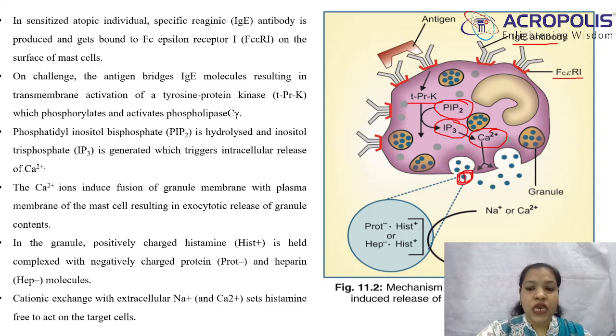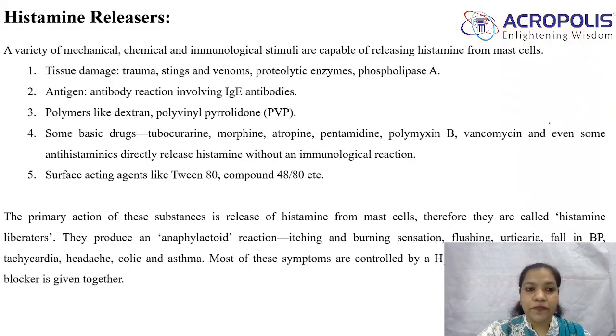So we can see that these granules are released, and inside this granule is present positively charged histamine along with its negative counterpart, as we had seen in the previous slide. This histamine is released from these granules with cation exchange. So sodium and calcium cationically exchange with histamine and result in the release of this histamine. So this is the sequence of events which takes place upon which histamine is released inside the body.